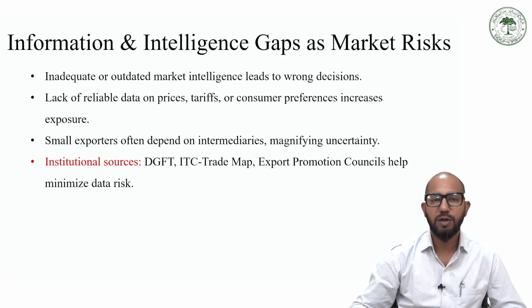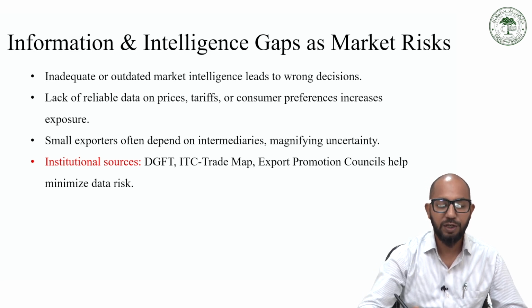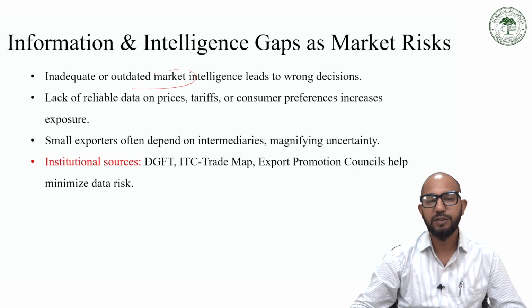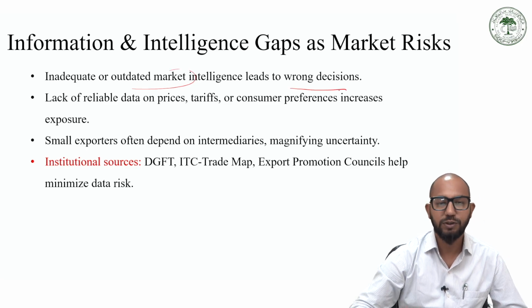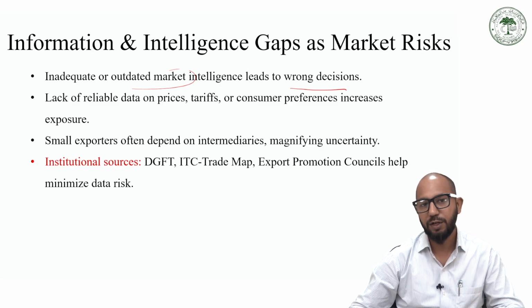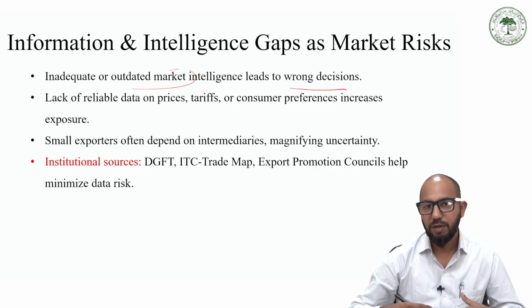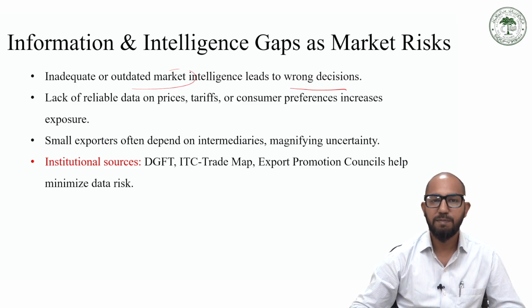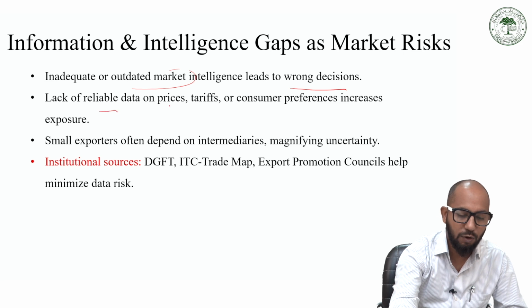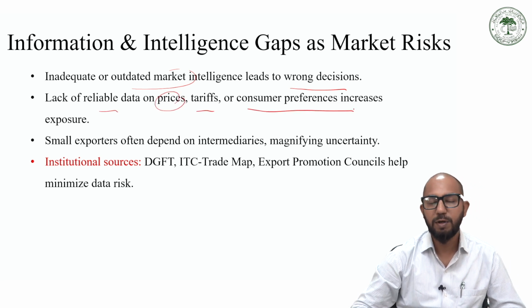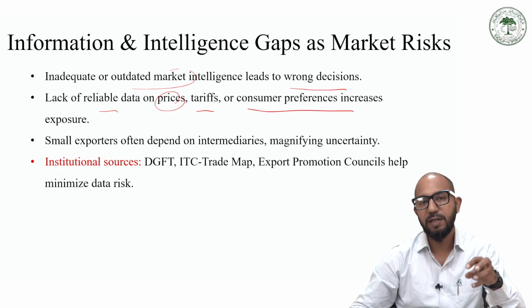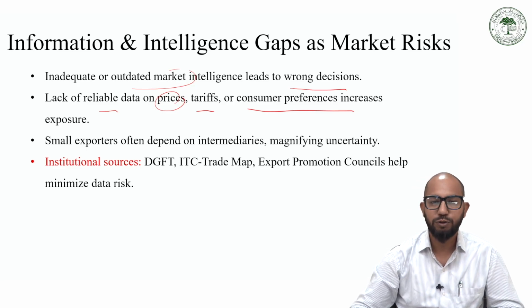Let us now focus on information and intelligence gaps as market risk. These are the inadequate or outdated market intelligence which can lead to wrong type of decisions. Thus, information is very critical. As we say that information asymmetry always raises the margins, it is very important for exporters to understand information in a positive manner. Thus, lack of reliable data on prices, on tariffs, on consumer preferences increases the probability of bad decisions and exposure to losses.